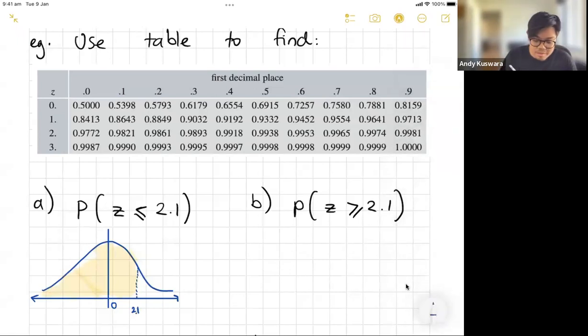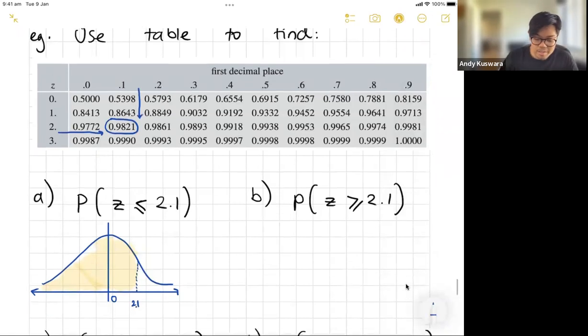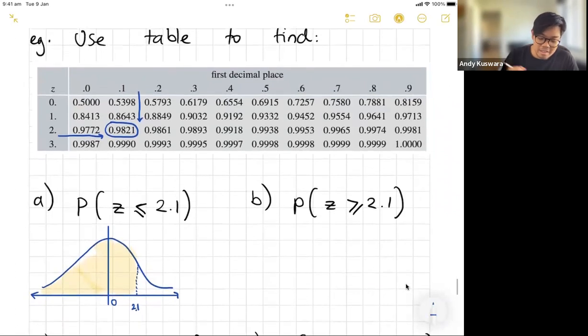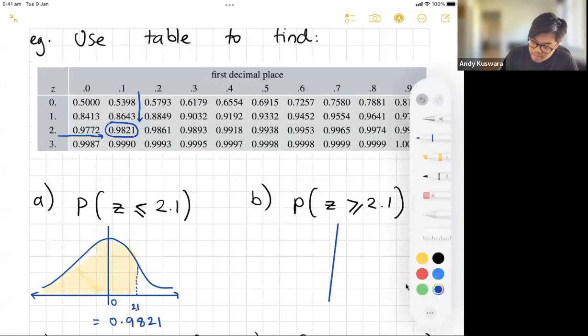So what I do is I look at the table here. Now z-score 2.1, I'm looking at this score here. It's kind of like the 2 and then the 0.1, and then I end up at that value there. So what it's saying is the probability of me getting less than or equal to 2.1 is going to equal a probability of 0.9821.